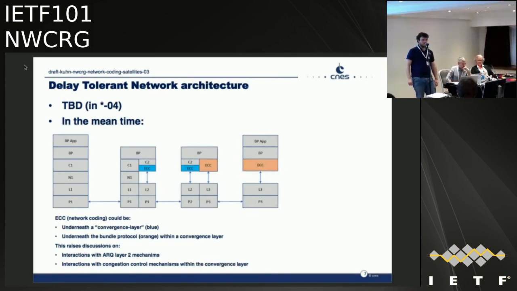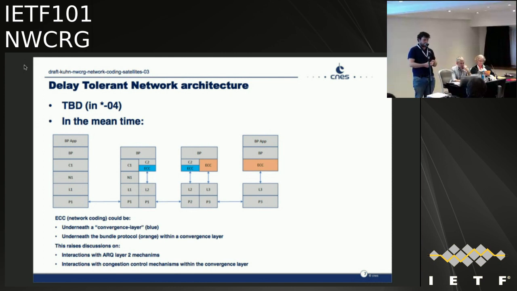This is something that is missing in the current version of the draft, but we have been discussing it with Scott earlier this week. This is the use case of delay-tolerant networking. For those who don't know, this network architecture might be somewhat different from what you know. To make it quick, we have the bundle protocols, and underneath we have the convergence layer, and there are different possibilities for including network coding in this architecture. Either we do it in the blue boxes below, underneath the convergence layer, or we replace the convergence layer and include network coding within that layer.